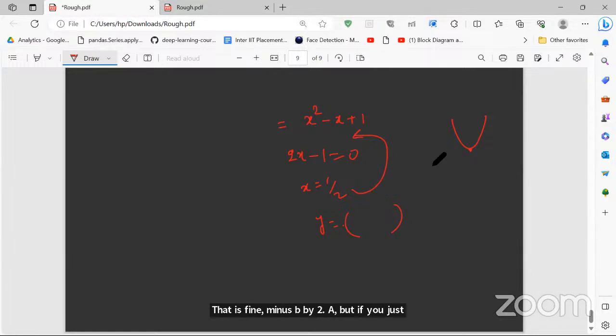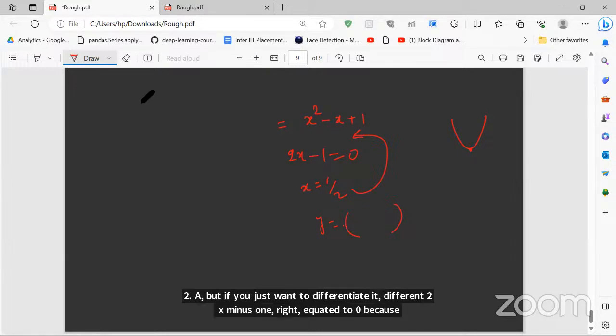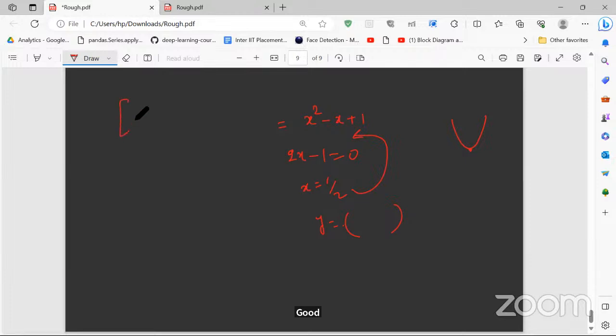Nothing, I was just discussing how to calculate the vertex. You are already aware of how to calculate it, minus b upon 2a. So I was just telling how to get this value if you forget the formula. You just have to differentiate it and equate it to 0, because at the vertex your slope will be 0. So that is how.